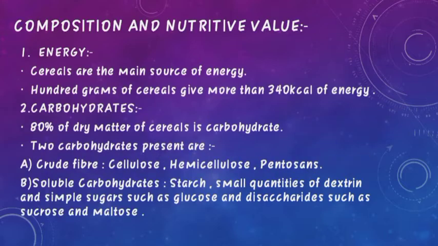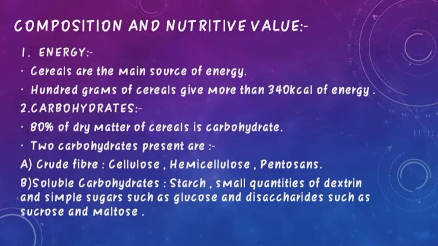Next, we come to composition and nutritive value, energy. Cereals are the main source of energy. 100 grams of cereals give more than 340 kilocalories of energy. Next is carbohydrate. If we take out the dry matter of cereal, then we can find that 80% is carbohydrate. 2 types of carbohydrates are present, crude fiber and soluble carbohydrates.